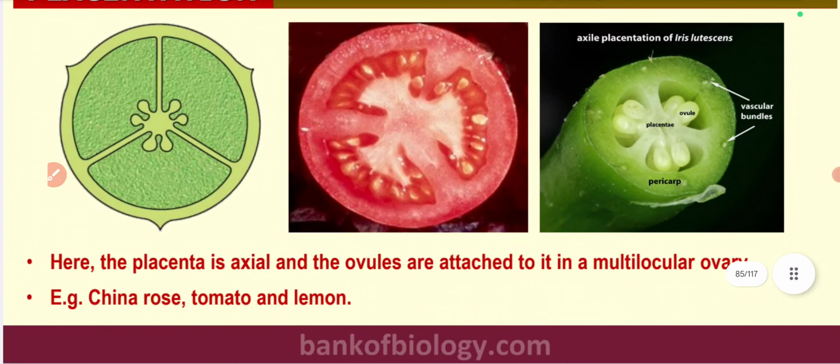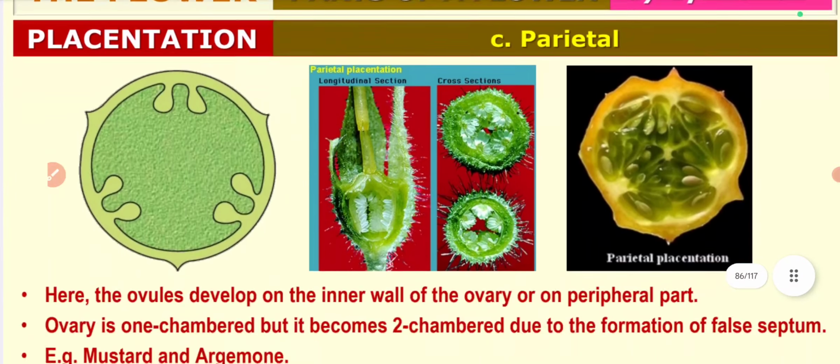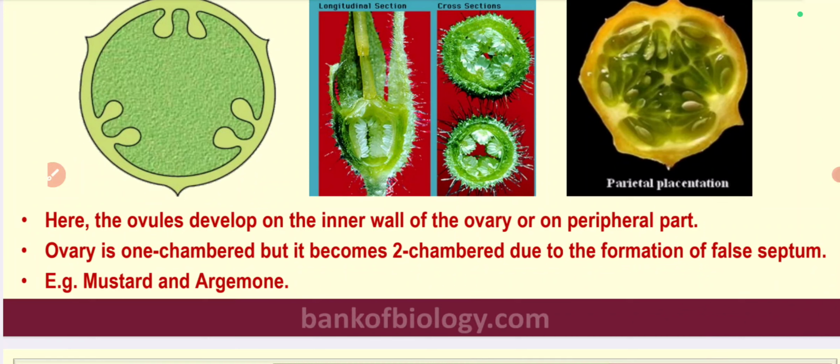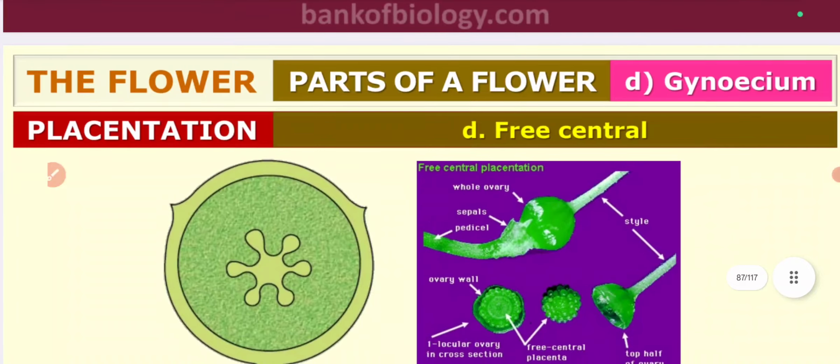Axial. Here the placenta is axial and the ovules are attached to it in a multilocular ovary. Example, China rose, tomato and lemon. Parietal. Here the ovules develop on the inner wall of the ovary or on the peripheral part. The ovary is one chambered but becomes two chambered due to the formation of a false septum. Example, mustard and argemone. Parietal placentation.